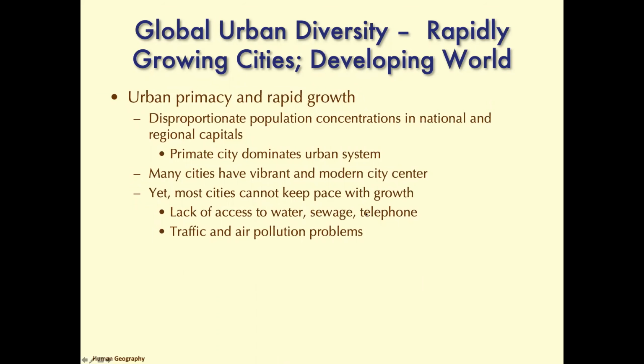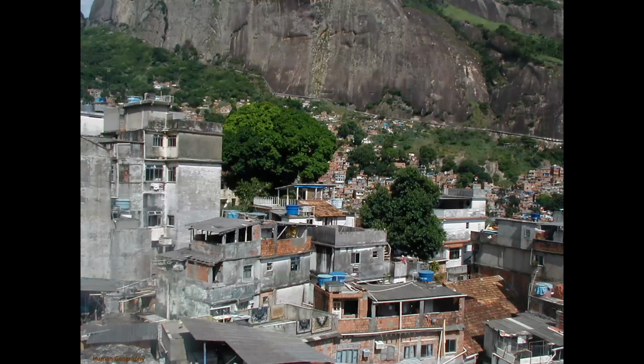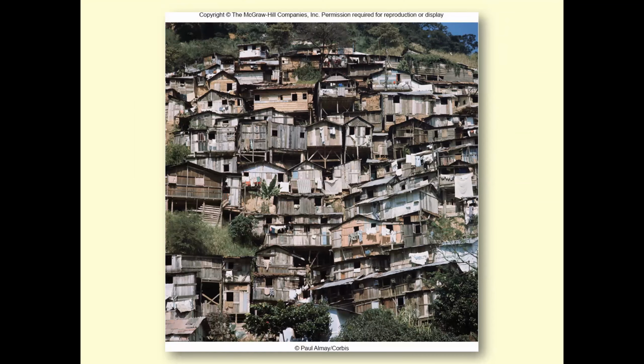Lack of access to water, sewage, telephone, traffic, and air pollution problems usually arise as a function of it. And it often leads to these things called squatter settlements. That would be, if you recall from the lesson when we talked about these informal sectors, where people create basic living out of a place that has no zoning or any kind of organized city planning behind it. And this is what they look like. Hodgepodge. It's just built. It just sort of grows organically without any rhyme or reason to it.